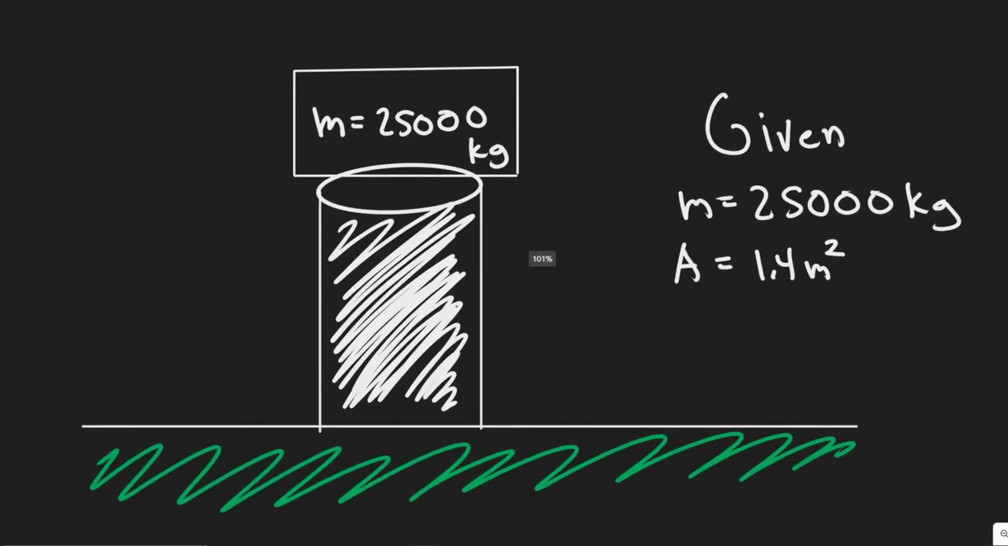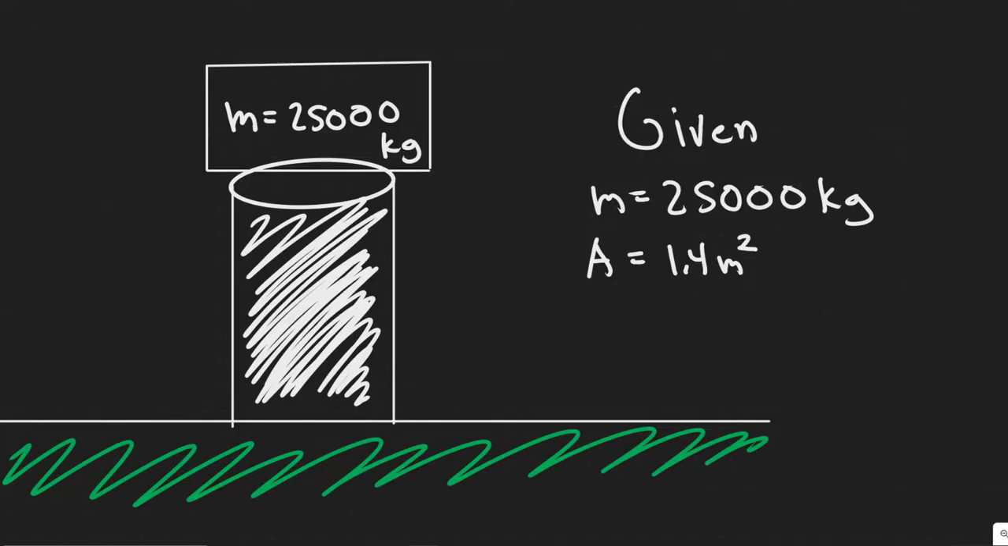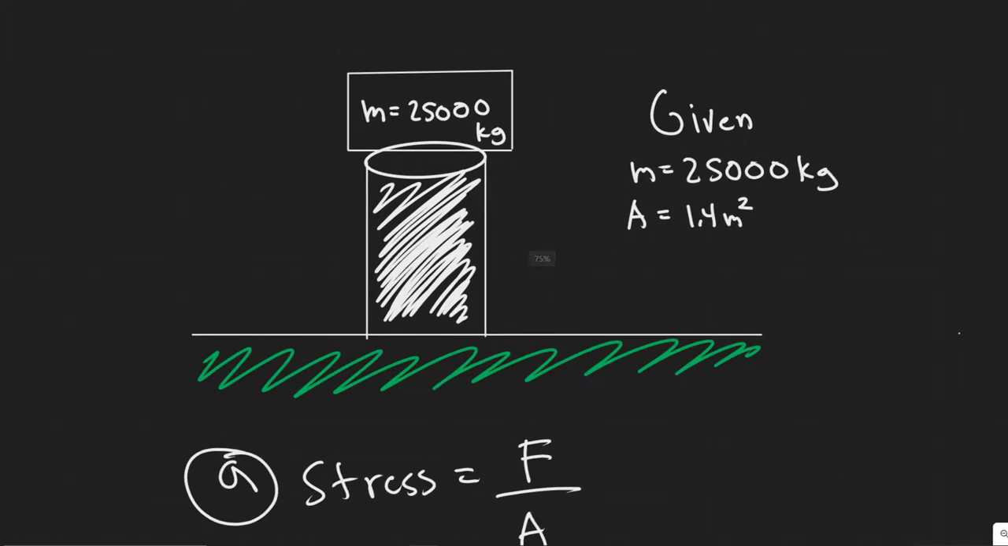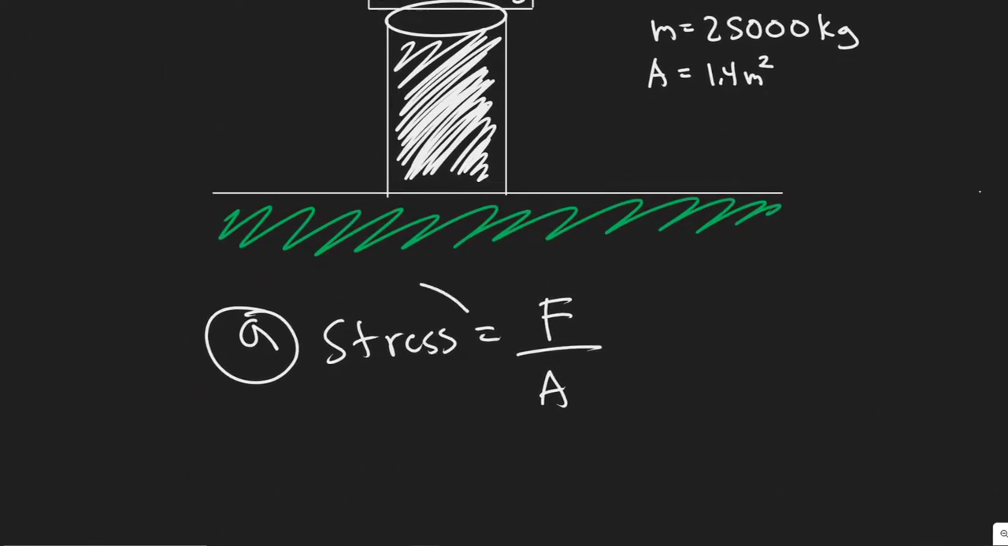So we can imagine we have this marble column here, and we know it's going to be supporting an object with mass 25,000 kilograms. We're also given the cross-sectional area of it. So the area, you can imagine of just a circle inside of this column, is 1.4 meters squared. So starting with A, what we're going to be looking for is stress. And so the formula for stress is stress equals force over area. We also denote stress with the symbol sigma.